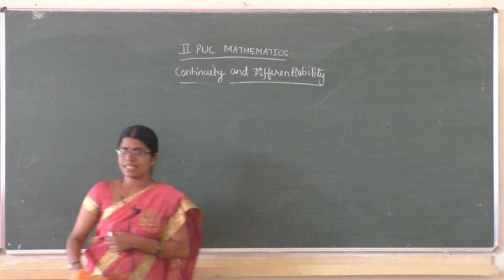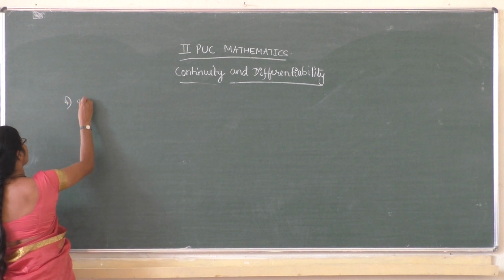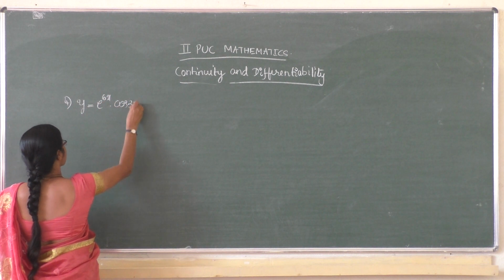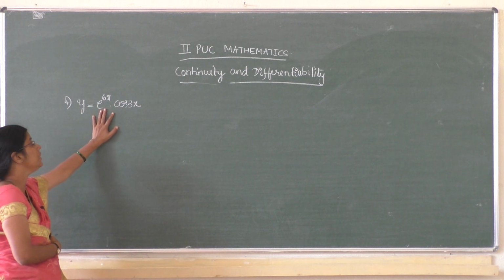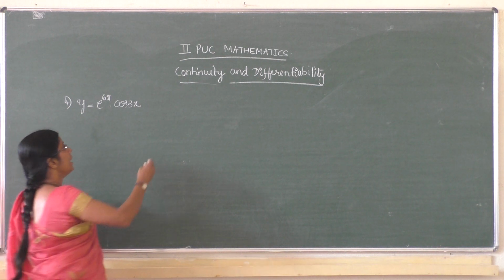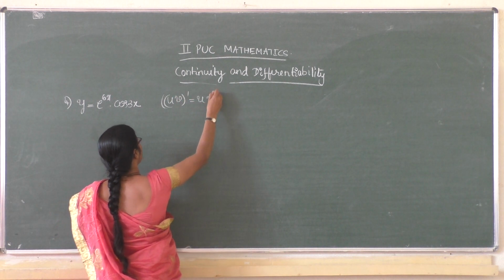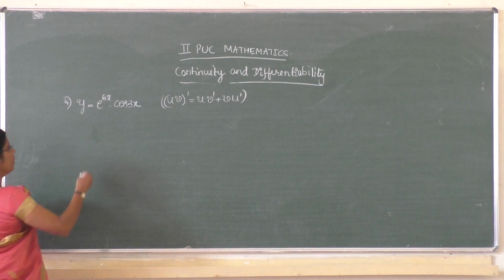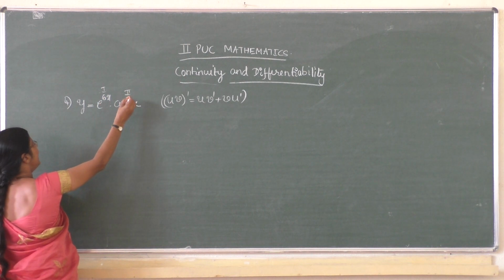Next function is y is equal to e to the power 6x into cos 3x. Y equal to exponential of 6x into cos 3x. So it is a product of two functions, so we have to apply the product rule, that is u into v dash plus v into u dash. Now this is the first function and this is the second function, that is u into v.